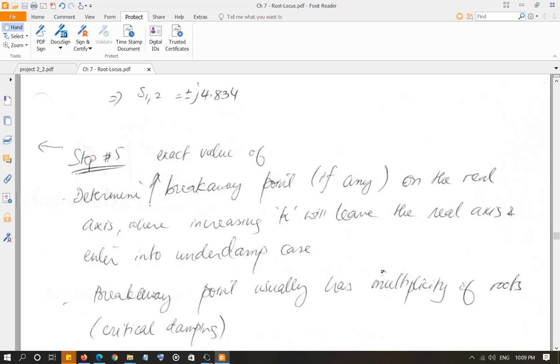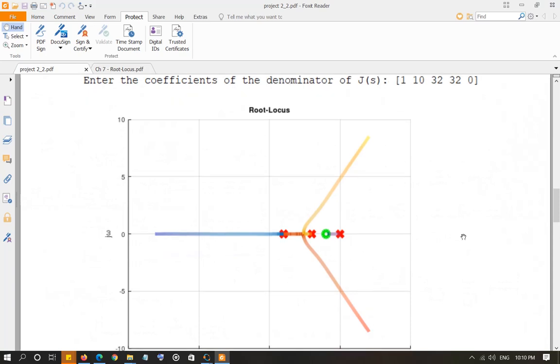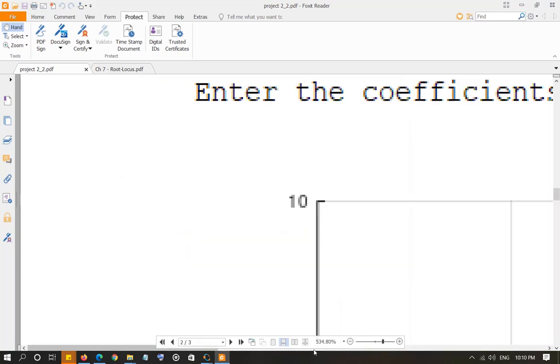Step number 5 is to determine the breakaway point. What's a breakaway point? Let me go back to this root locus, which is the root locus of the same function that we've been discussing. So the breakaway point basically is, let me make this a little larger.